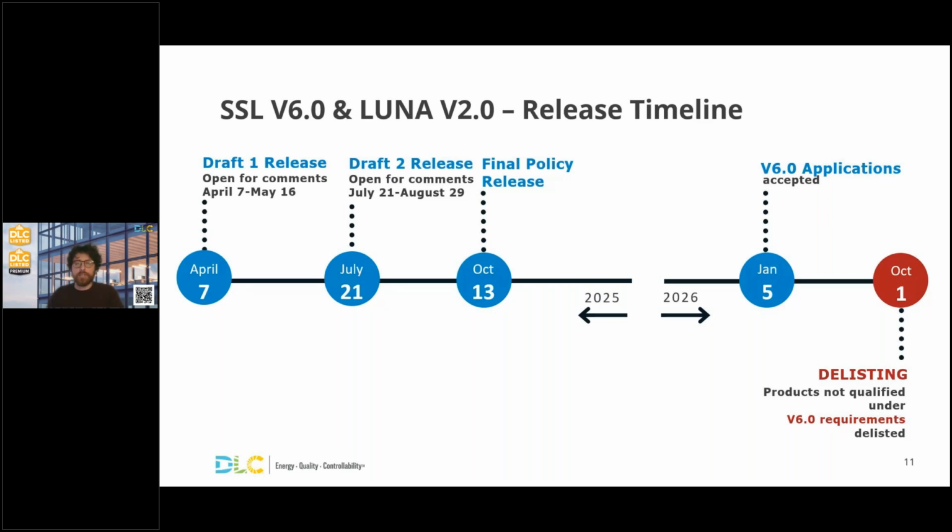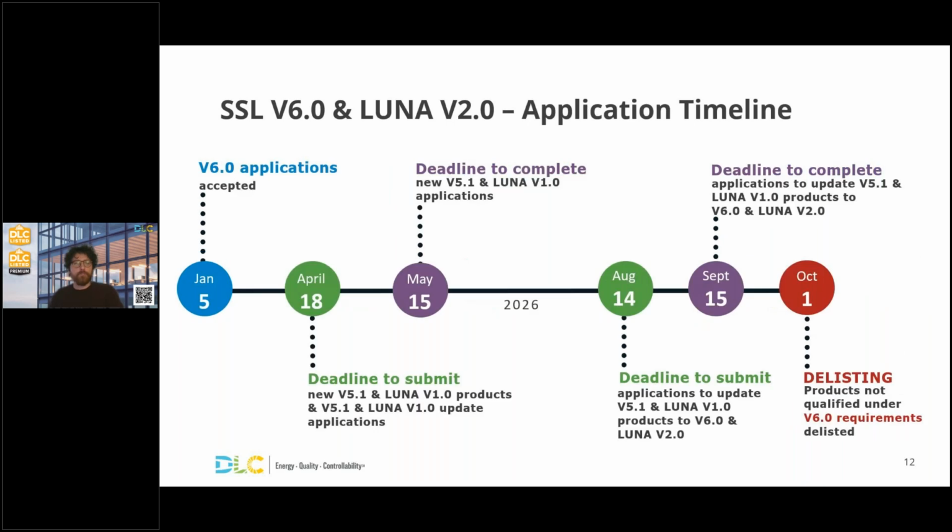The final policy will be released on October 13th, which will support our plan to begin accepting applications right after the holidays on January 5th. Roughly a year from the release of the final policy, we will be delisting all products that have not updated to SSL version 6 and Luna version 2. Next, let's take a look at the application timeline.